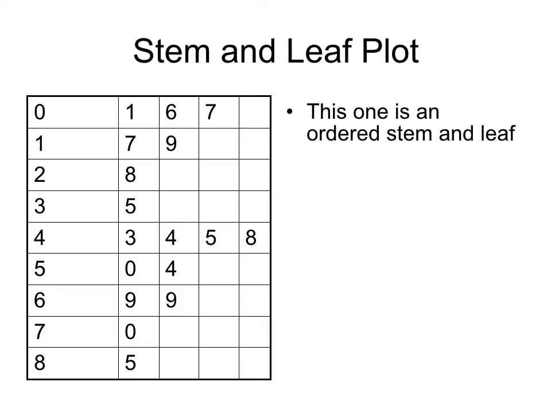This is an ordered stem and leaf plot. There is also an unordered one. I don't know why you'd do it, but you could put the 6 here, the 1 here, and the 7 here. It doesn't matter. I think it's maybe easier if you're doing it by hand, so you don't order it.